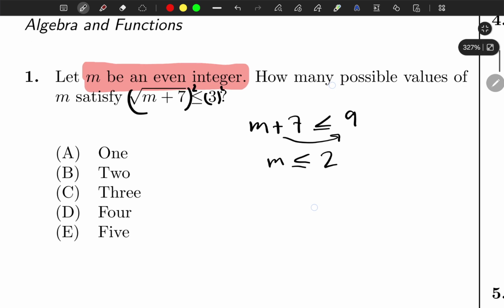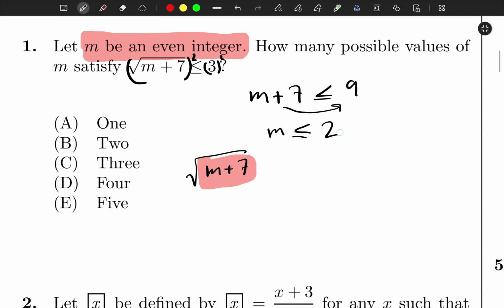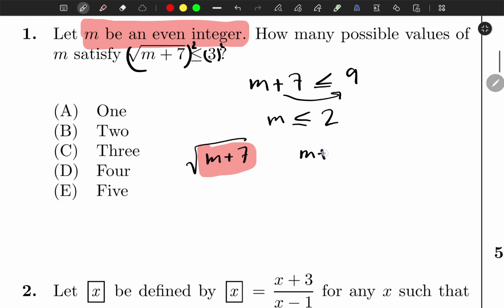I think there is another aspect to this question as well. We have m plus 7, which is in a square root. So we know that this m plus 7 has to be greater than or equal to 0, because if it's less than 0, it would be an imaginary number, and that is something that we're just not accounting for. So you'll have to do m plus 7 is greater than or equal to 0, and that's going to give us m is greater than or equal to minus 7.